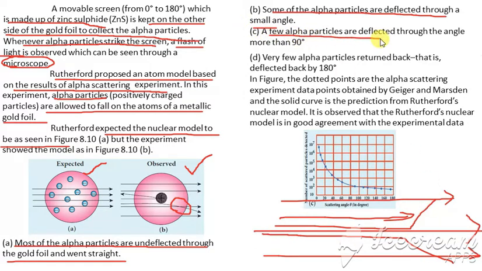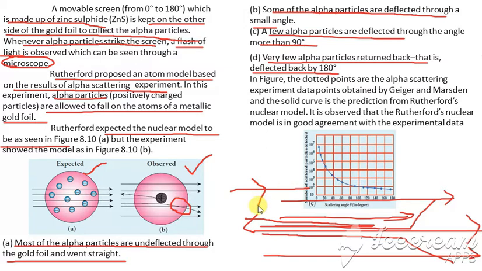Then a very few alpha particles are deflected to an angle of 90 degrees. Very few alpha particles are deflected more than 90 degrees, so they are deflected back along the other side. And very few are deflected back by 180 degrees. So in 180 degrees, in whatever path it is traveling, the same path it is returning back. That is for very few particles.